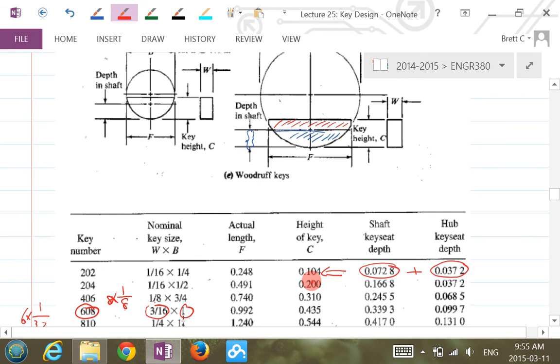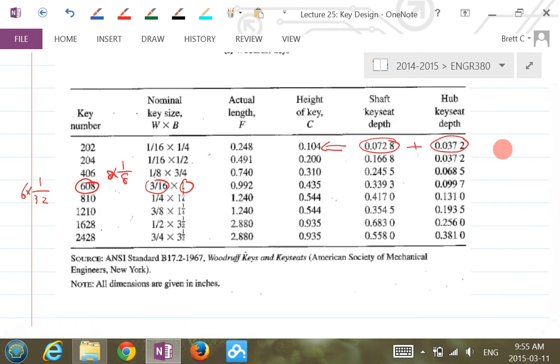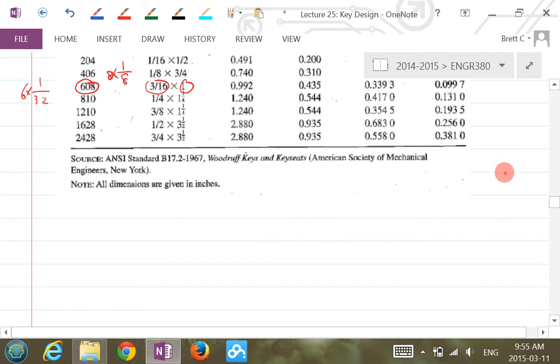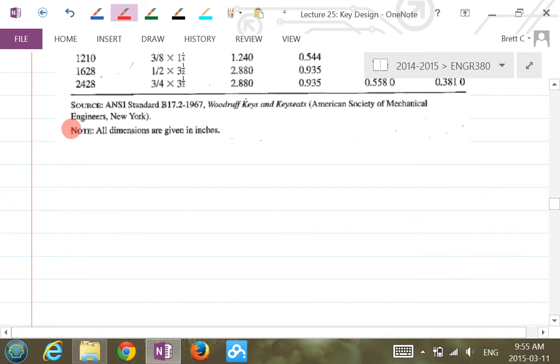So take a look at this table here. Chances are you're probably not going to design using a Woodruff key, but you should be able to read the table to pick a proper size if you are. What we're going to focus on is the parallel key. So let's look at the typical procedure for key design.